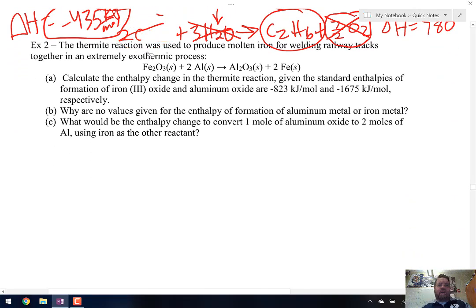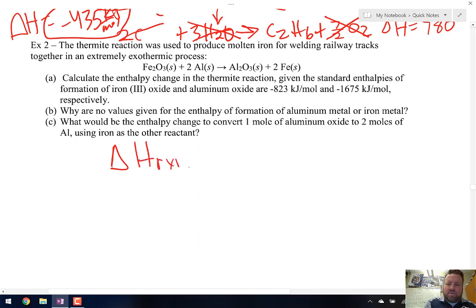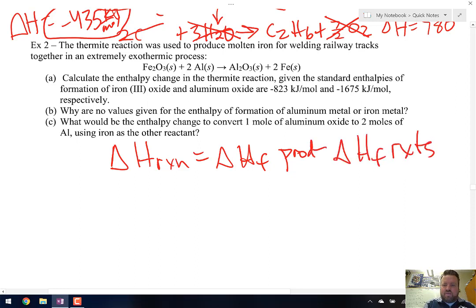Example number 2, the thermite reaction was used to produce molten iron for welding railway tracks together in an extremely exothermic process. Part A, calculate the enthalpy change in the thermite reaction given the standard enthalpies of formation of iron 3 oxide and aluminum oxide respectively. Okay, so they want the enthalpy change for that reaction, and they're giving us enthalpies of formation. Okay, enthalpies of formation makes me think, okay, the enthalpy change for the reaction is equal to the enthalpy of formation of the products minus the enthalpy of formation of the reactants.